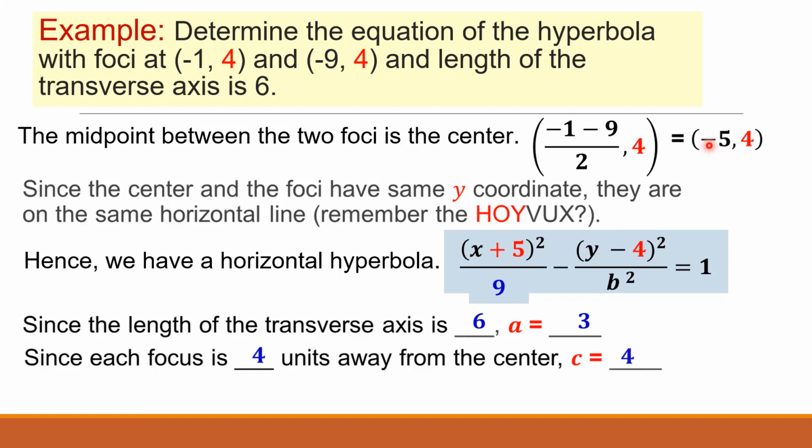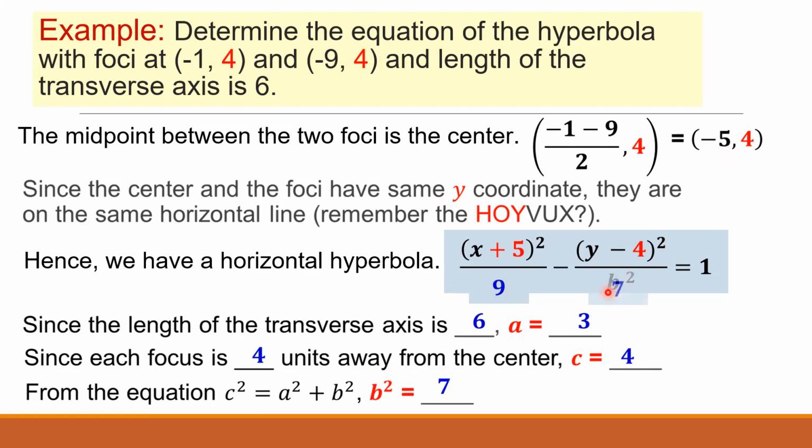Eh ano ngayon kung C equals 4? That means we can have this equation. Okay? So 4 squared is 16. Tapos a squared is 9. So 16 is equal to 9 plus b squared. So b squared is equal to 16 minus 9, which is 7. Okay? So since si b squared naman yung kailangan natin for this denominator, hindi naman yung b, the b squared is 7. So the equation is just right there.